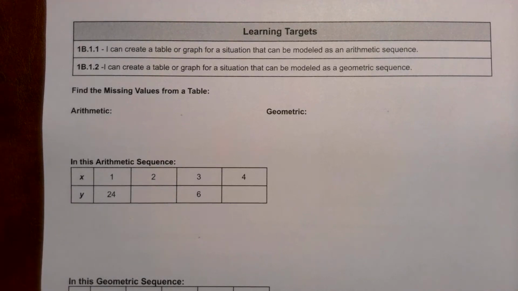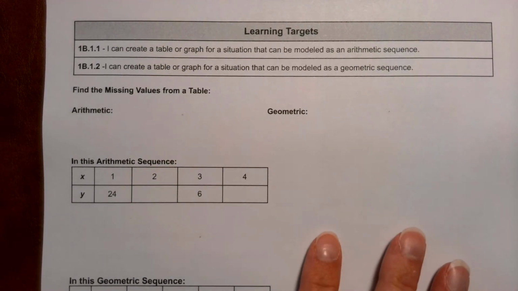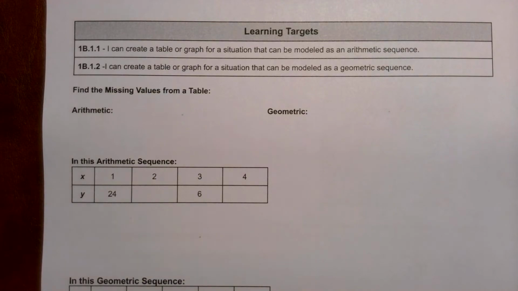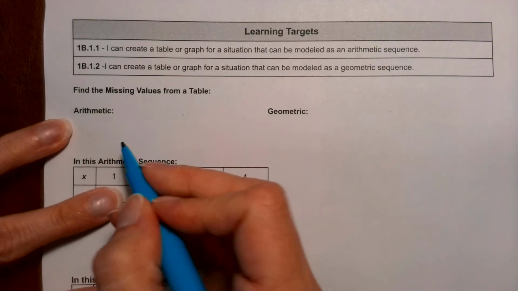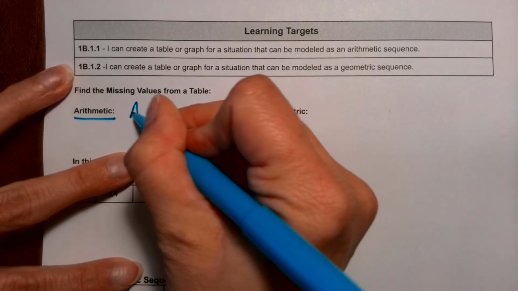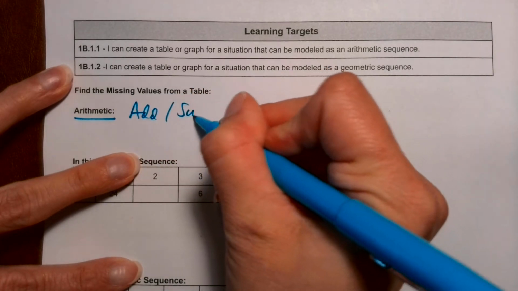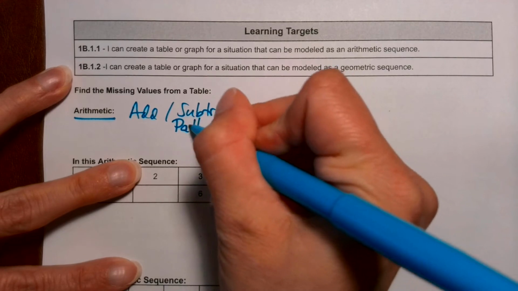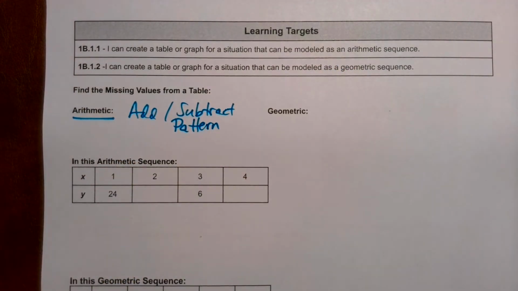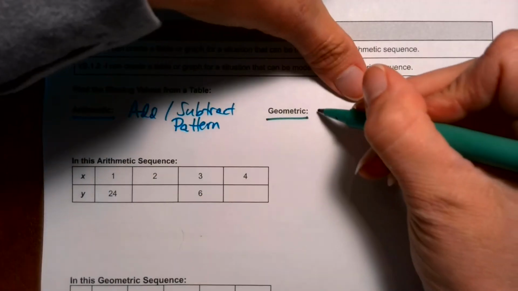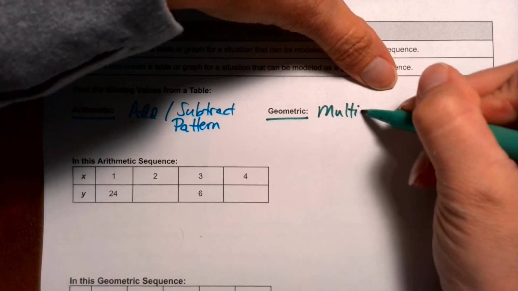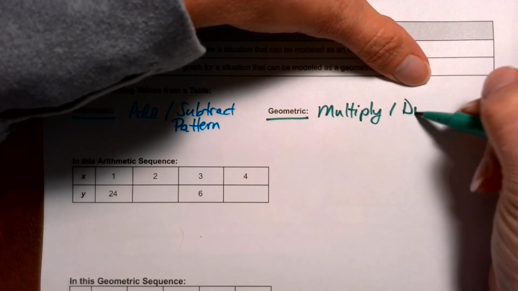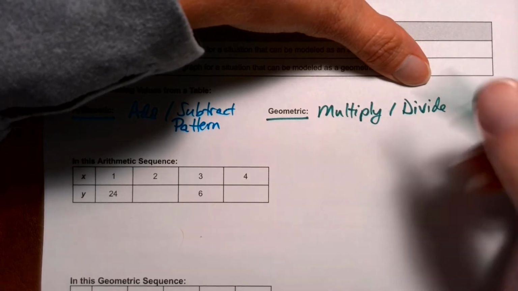Hey Math 1, let's talk about finding values in a table. Okay, so first let's start off with arithmetic. Arithmetic means that it's an adding or a subtracting pattern. Okay, and then geometric means that it's a multiply or a divide pattern each time.